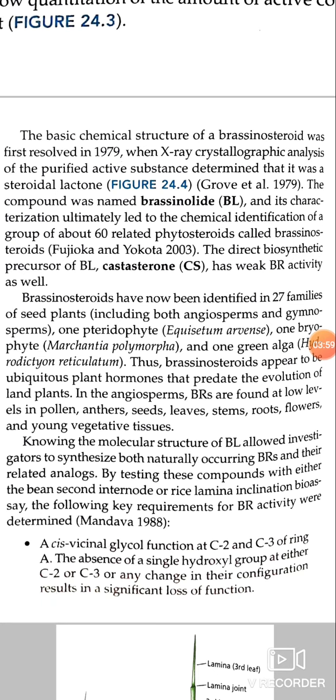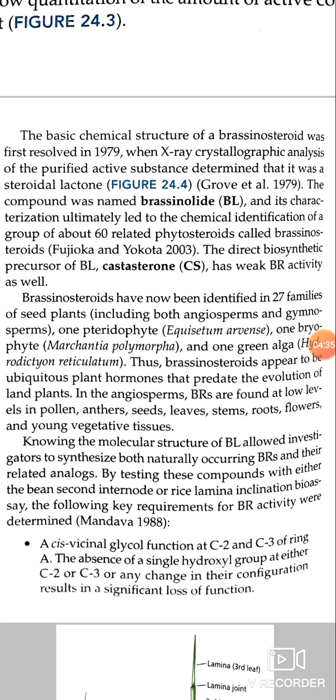The compound was named brassinolide, and its characterization ultimately led to the chemical identification of a group of about 60 related phytosteroids called brassinosteroids. The direct biosynthetic precursor of BL, castasterone, has weak brassinosteroid activity as well.